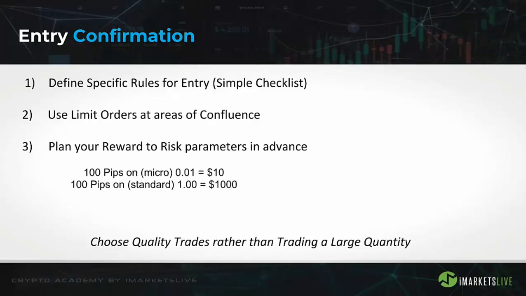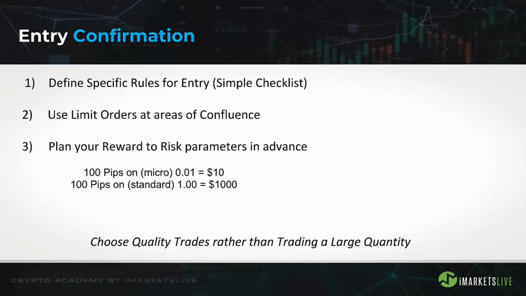Let's say that you had a $1,000 account. You could take a trade and give yourself a 100 pip stop loss using a micro lot, and you could be completely wrong with your entry. It could go and stop you out, and you would only lose $10 for that trade. You would still be able to participate in the market. Whereas if you over leveraged your account and you traded with a standard lot, that same 100 pip movement would blow up your entire account. So keep in mind, our objective is to choose quality trades rather than trading all of the time.